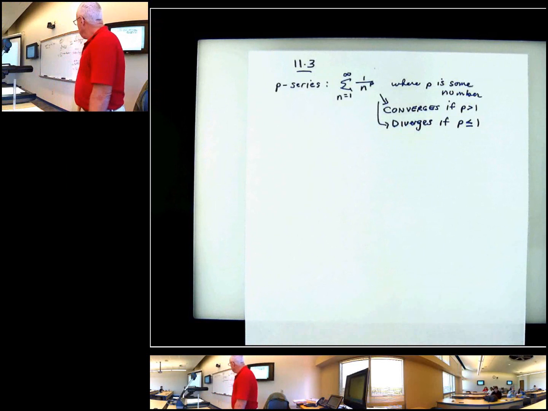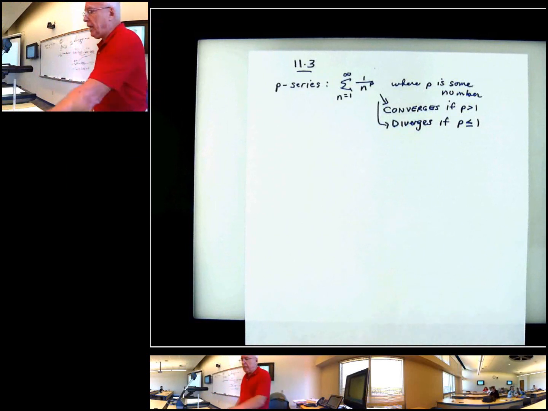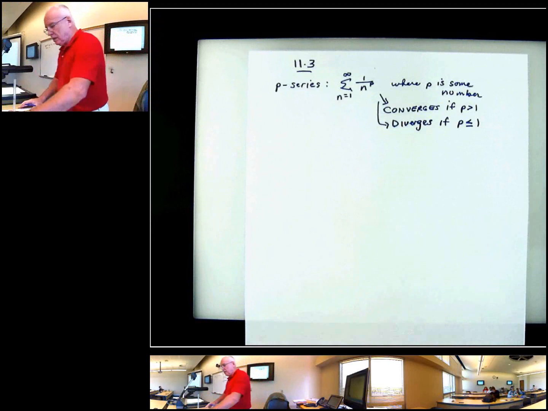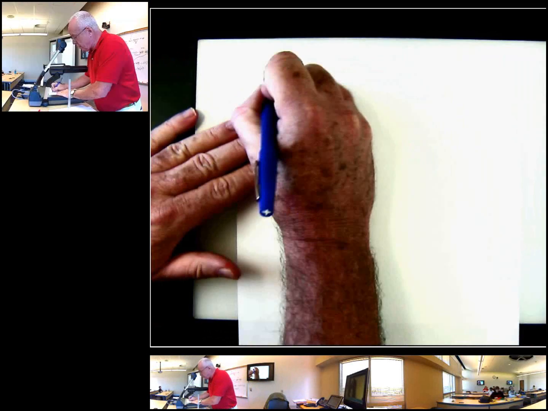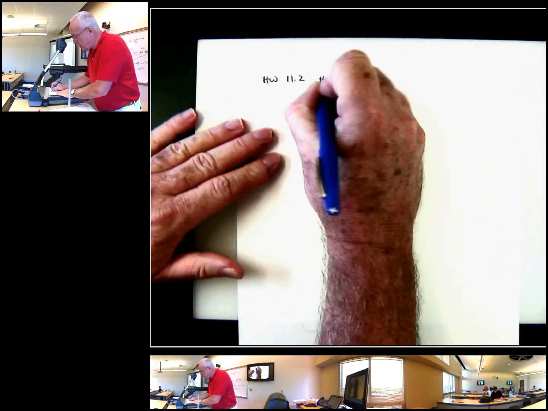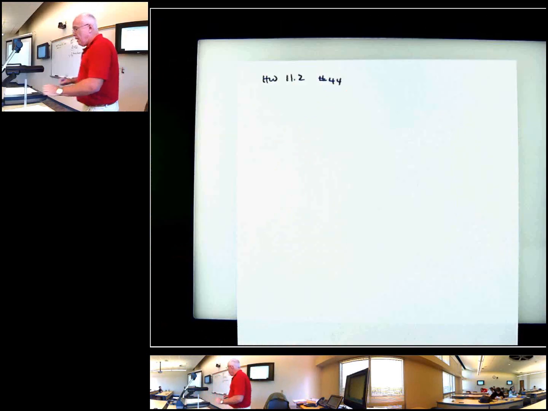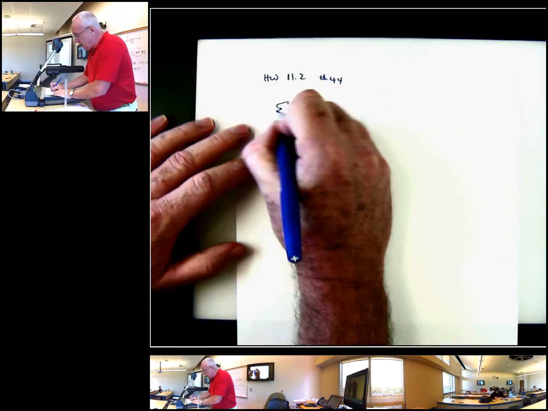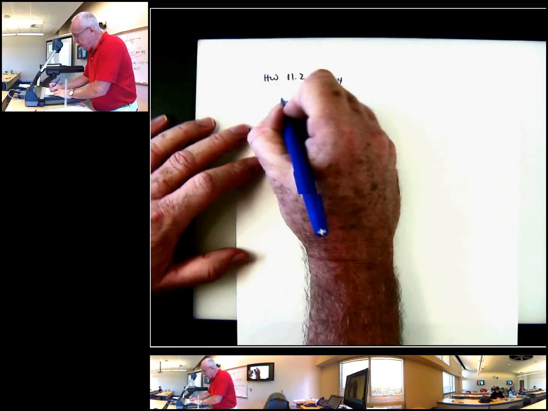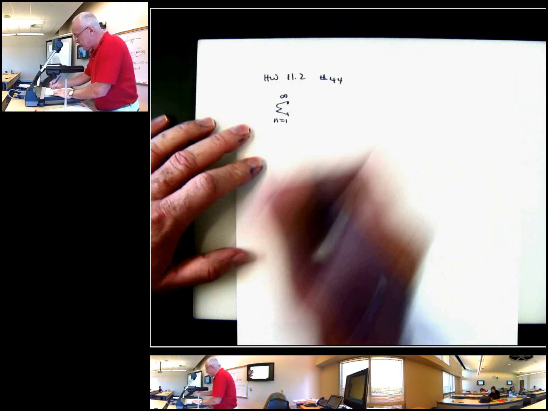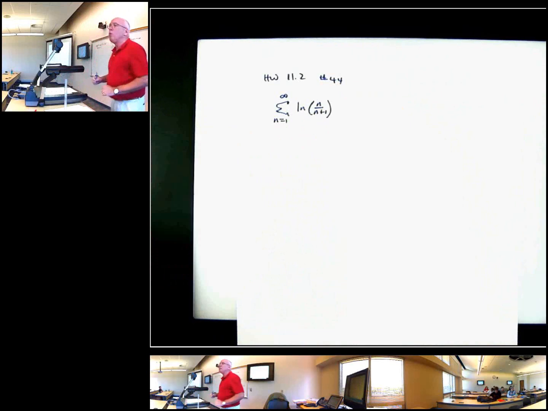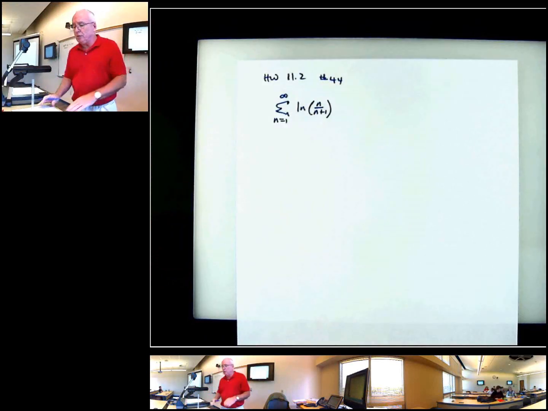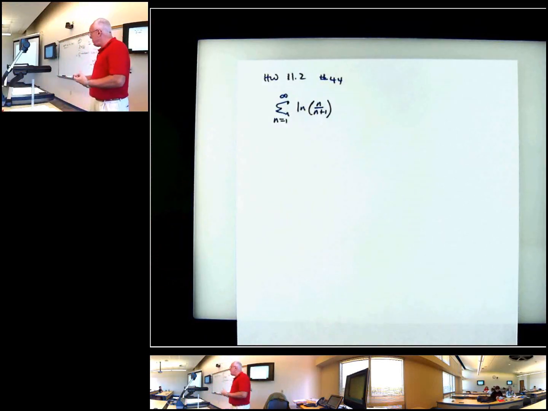Oh, and by the way, there was a question about one problem, number 44 in 11.2. Let me put this up here for the other folks so we can share with them. This is number 44. It's asking to find the limit, if it exists, of this series, which consists of the ln of n over n plus 1. And they give you a hint to use telescoping sums.